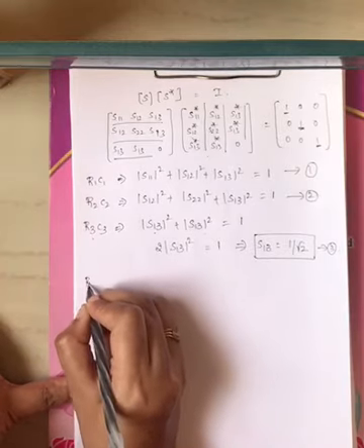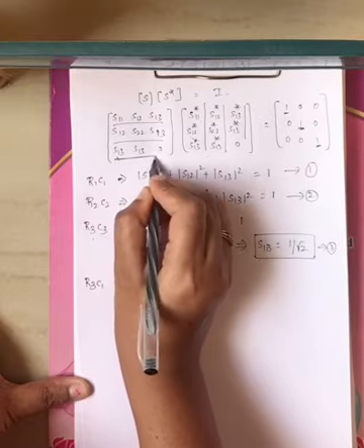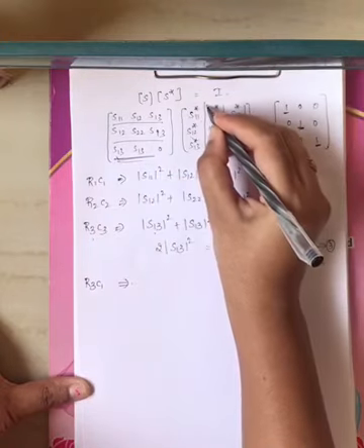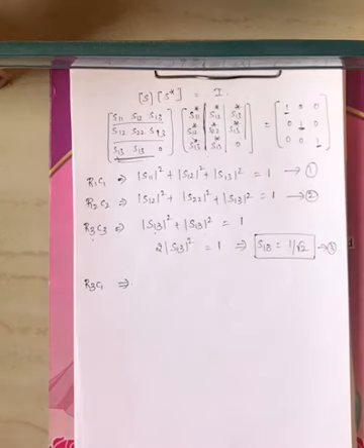Now similarly multiply row 3 with column 1. This is your row 3 and this is your column 1. Now similarly multiply row 3 with column 1. What will you get?